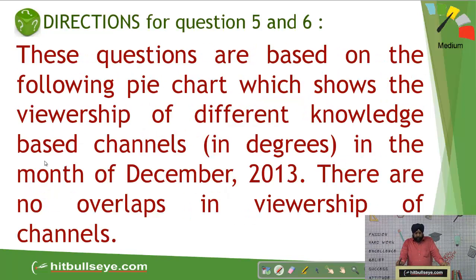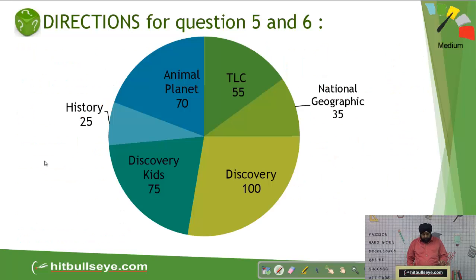These questions are based on the following pie chart, which shows the viewership of different knowledge-based channels in the month of December 2013. There are no overlaps in the viewership of channels. Students, you have to read the basic information very carefully. Move on to the questions. So these are the various channels, and this is in degrees: 35 degree for National Geographic, Discovery 100, Discovery Kids 75, History 25, Animal Planet 70, and TLC 55.